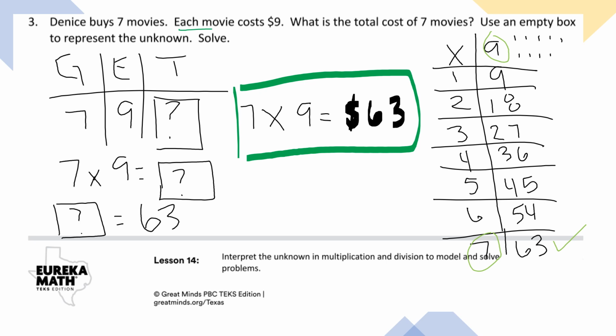Okay, let's make sure we did everything we were supposed to do. Use an empty box to represent the unknown. Solve. Okay, we've done everything we were supposed to do for number 3. Let's move on to number 4.